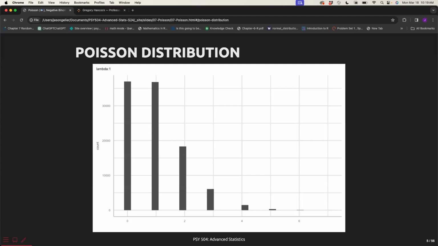Here, just in terms of what the shape looks like. But yeah, in this particular case, lower counts are more common, so they're positively skewed. That's a common characteristic of count data. Anything else?